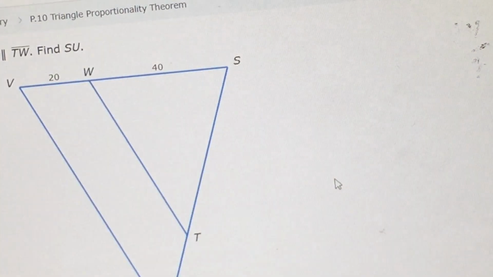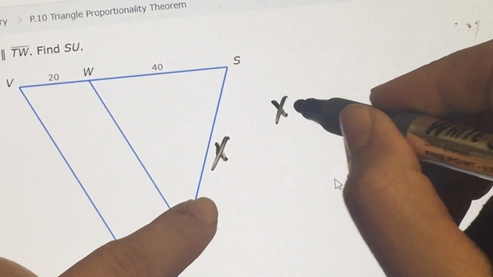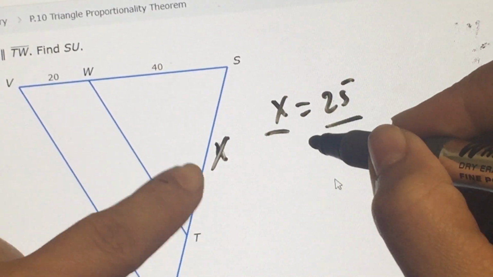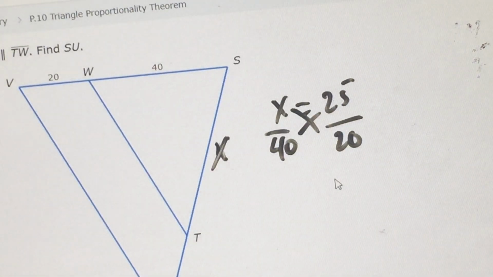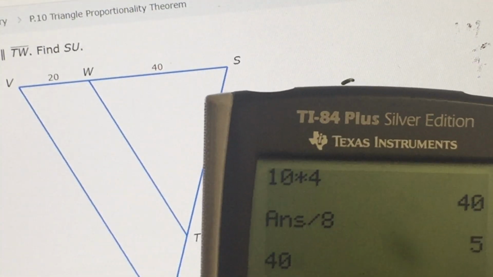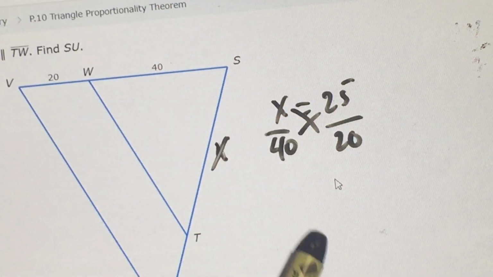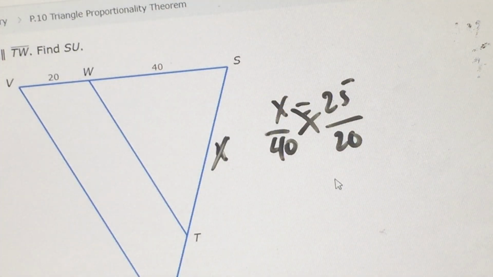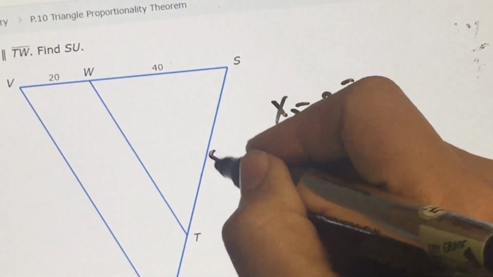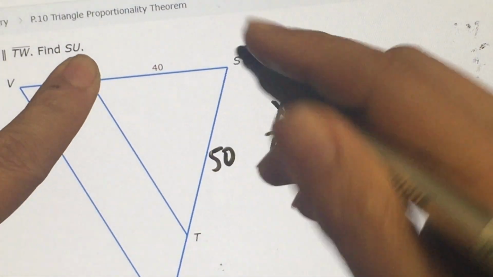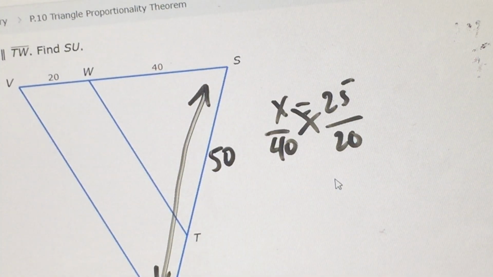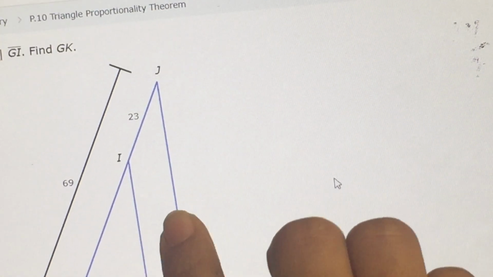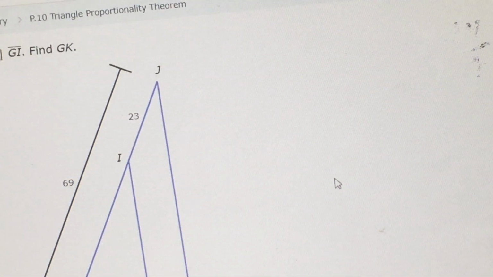All right, they're parallel, so I can do it. So x goes with 25. So x goes with 25, so 40 goes with 20. Cross multiply and divide. So 40 times 25 divided by 20. So x is 50, and let's just make sure what they were asking for. Were they asking for ST? No, they asked for SU. So they're asking for the whole thing. So what do I have to do? Add those two. So 50 plus 25 is 75. Again, do they tell me arrows or they tell me they're parallel? As long as they tell you that they're parallel, you're good to go.